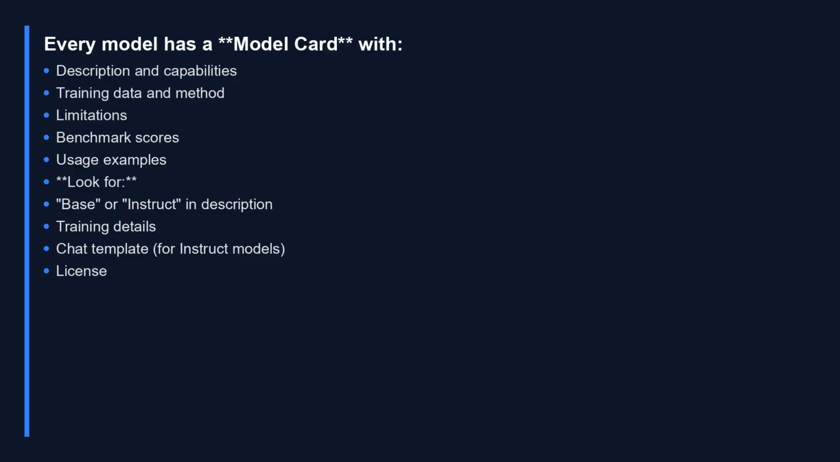Every model on Hugging Face has a model card. Treat it as required reading before you commit to a model. It tells you what the model was trained on, what it's capable of, where it struggles, and how it performed on standard benchmarks. For instruct models specifically, look for the chat template documentation. It shows you the exact formatting the model expects. Check the license section carefully and look for the base model reference, which tells you whether you're looking at a base or instruction-tuned variant when the name alone isn't clear. A thorough model card read takes 5 minutes and can save you days of troubleshooting.